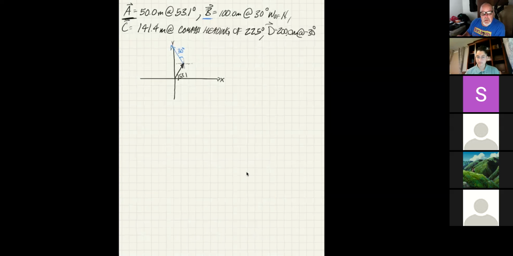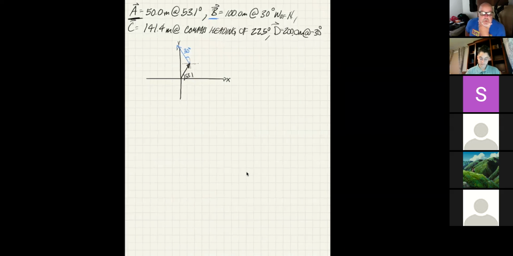Back. I have a question. Okay, yes, go ahead. So I'm pretty sure I follow why you start at 53.1 degrees, but if we had a set of vectors and it wasn't labeled like A, B, C, how would we know which one to go with? You can start with any of them, because that's one of the rules.